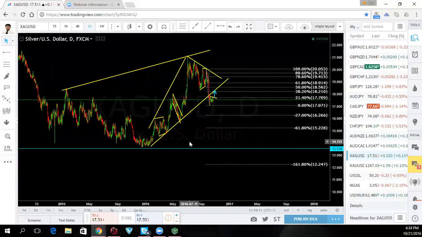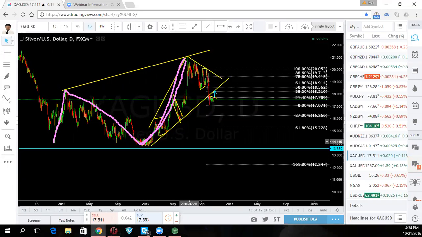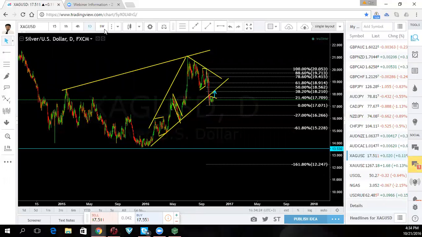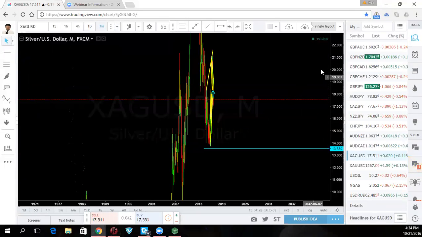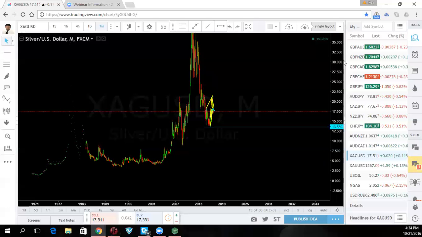But once we relook at the structure, this may not be the first impulse up. This may be the last impulse in a bigger corrective structure. This could be the last impulse in a bigger corrective structure that will go down. Because if you look at the monthly chart, I think the monthly chart and the yearly chart shows it very clearly. We could be looking at this structure here.